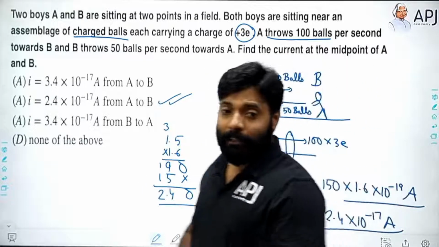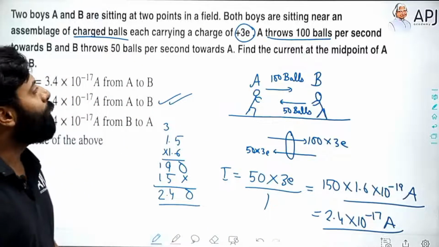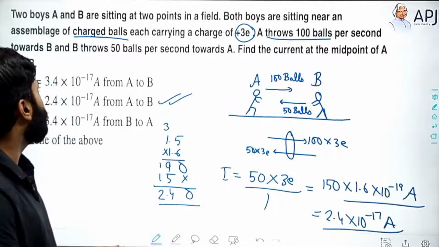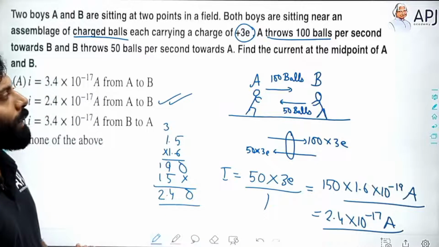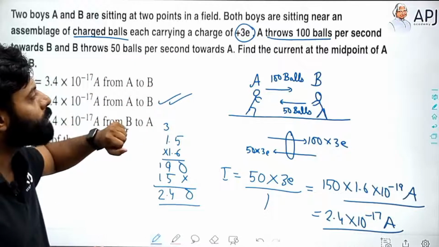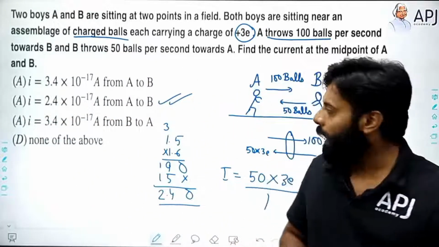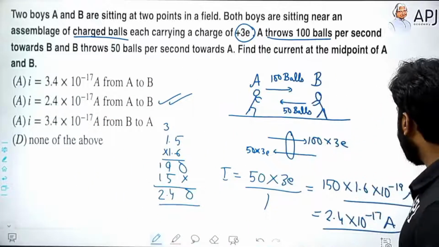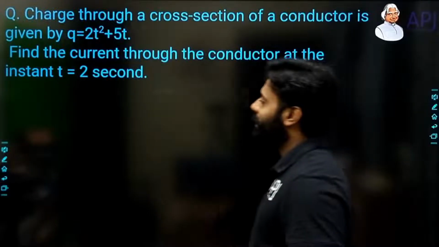There are two boys, A and B, sitting at 2 points in a field. Both boys are sitting near an assemblage of charge balls, each carrying a charge of +3. A throws 100 balls per second towards B and B throws 50 balls per second towards A. Find the current at the midpoint of A. So this is what you have to do. We are moving forward. Please note this now.